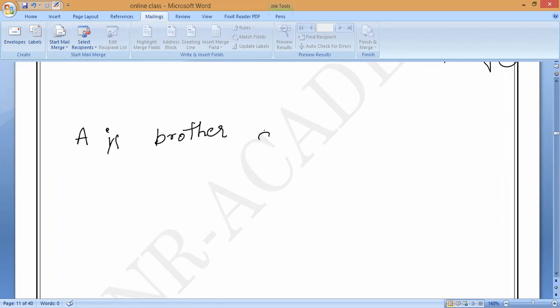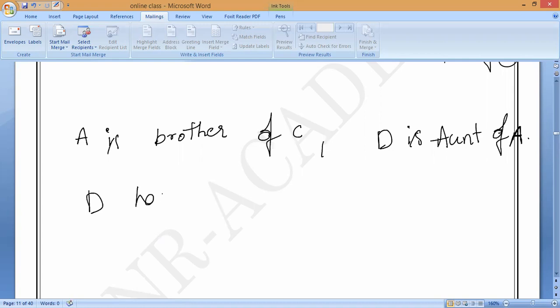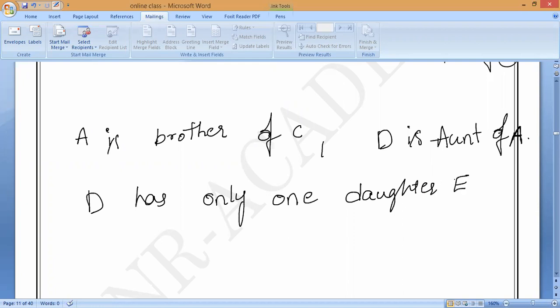A is brother of C and D is aunt of A, and D has only one daughter E. It means E is the daughter of D. Do you understand this one? Next, what is the relationship between E and A? E and A relationship.